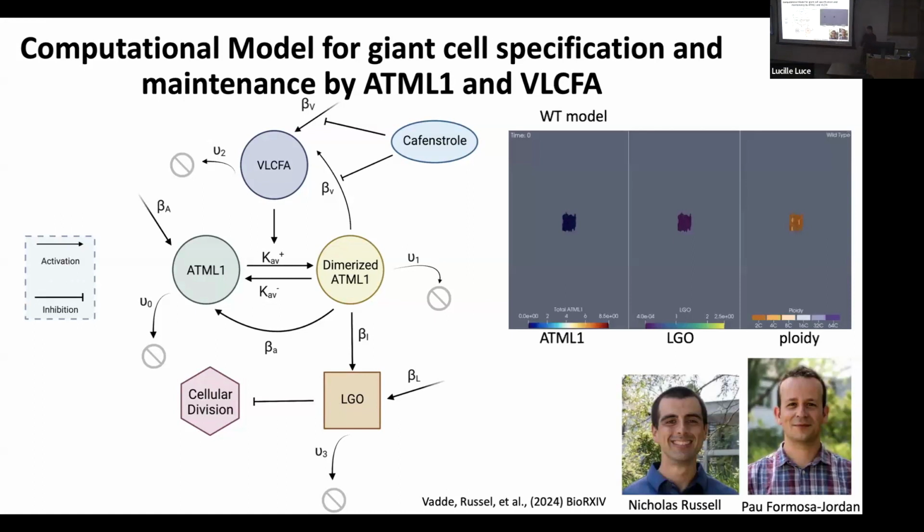And they put this all into their model, and you can see in their model, they've got ATML1 fluctuating up and down based on other evidence that I didn't show you today. LGO is the downstream activator of endoreduplication. And you can see here, you're getting out a pattern of giant cells and small cells. So giant cells are in the purple color, small cells in the orange colors, and you're getting giant cells interspersed with small cells in our model. So this very interesting feedback loop seems to be very important for patterning giant cells and maintaining their identity both.